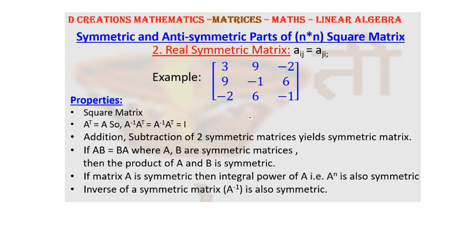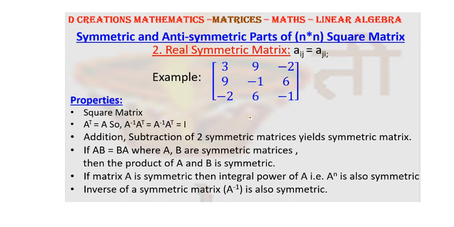Of course, there are certain properties of these matrices. These are square matrices, and there are certain properties about its inverse. And if you add or subtract two symmetric matrices, they give you a symmetric matrix again, etc. So you can have a look at this in detail in some of the previous videos, and the properties are listed here.